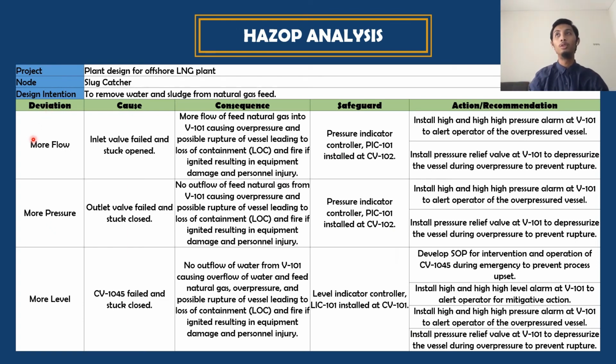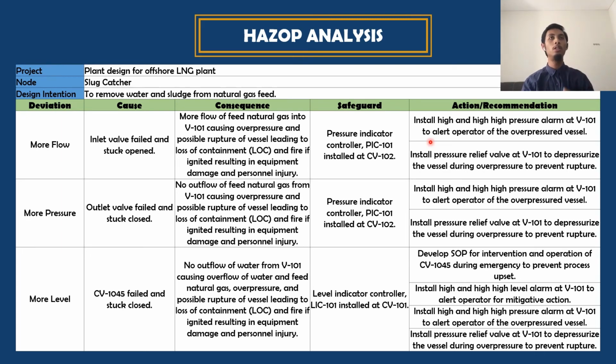Alright, so this is the HAZOP worksheet. We have deviation, cause, consequence, safeguard, and action or recommendation. First, the deviation is more flow. The cause of more flow is the valve failing and staying open at the slug catcher. As you can see, the consequence will be causing overpressure and possible rupture of the vessel, leading to LOC and fire if ignited. The safeguard already installed at the slug catcher is the pressure indicator controller. This will detect the high pressure and control the valve.